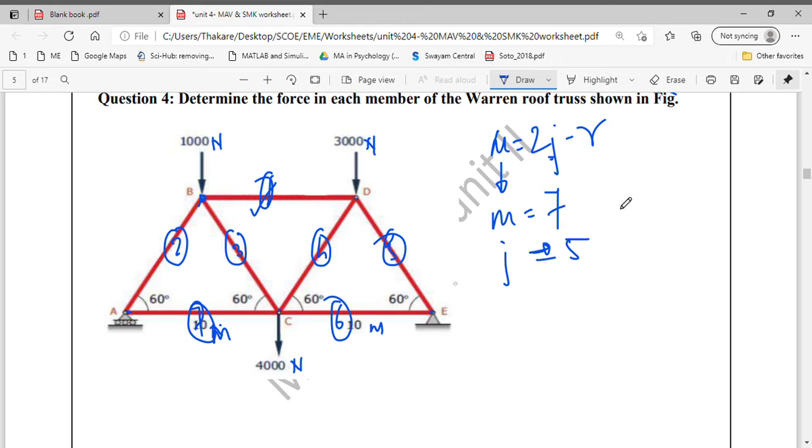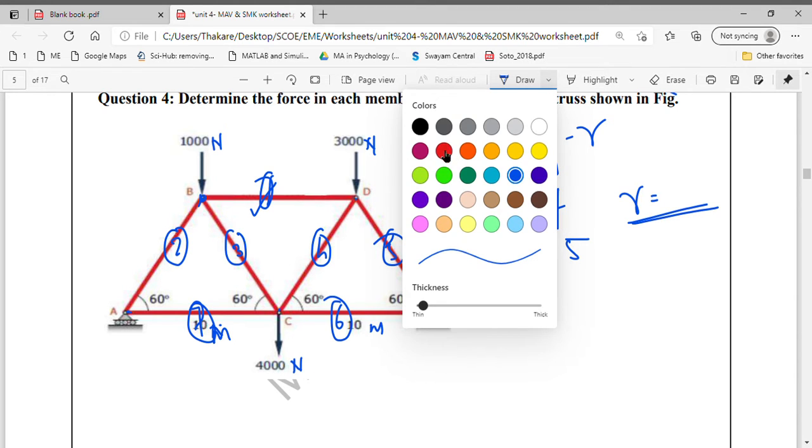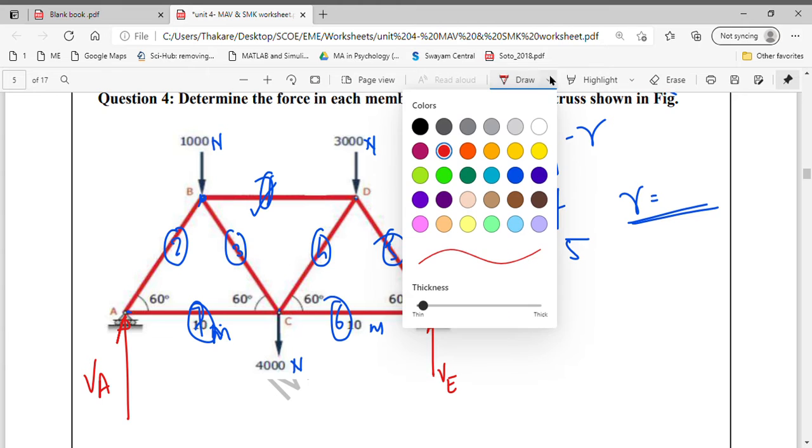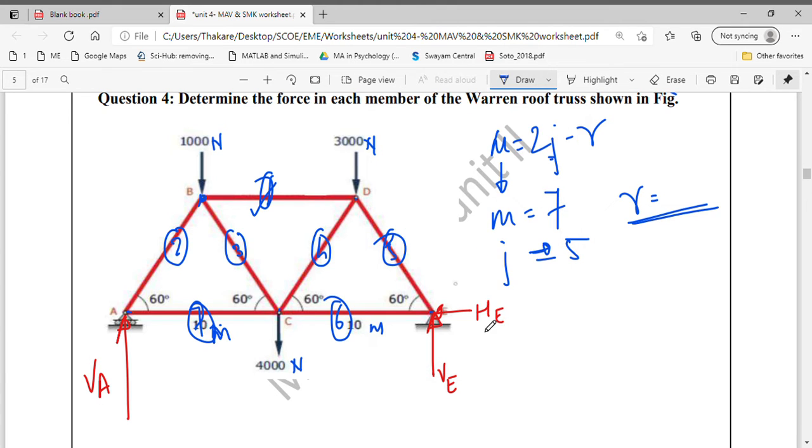J is 5 and r is the number of reactions developed. At A there is a roller support. At a roller support there is one reaction developed, which is perpendicular to the plane. So it will be a vertical reaction at A. And at E it is a hinge support, so there would be two reactions developed. One would be vertical at E and one would be horizontal at E. So the number of reactions developed is 2 plus 1, that is 3.